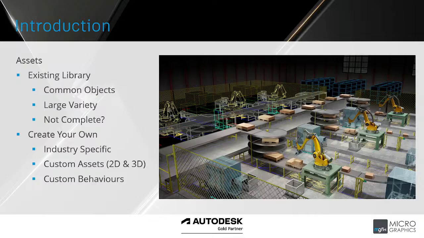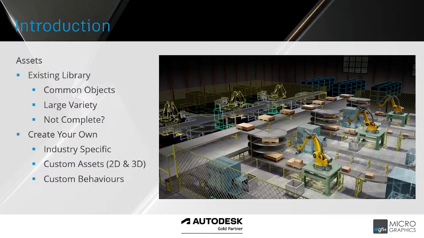There's a wide variety of common objects within the existing library, but it may not be fully complete depending on your industry. There may be things in there that are more specific to your industry, especially if you have turnkey equipment. So as part of the asset library, we need to be able to create our own assets. In this case, you might need to create something that's industry specific, that is specialized, and you may not be able to find it in the existing library.